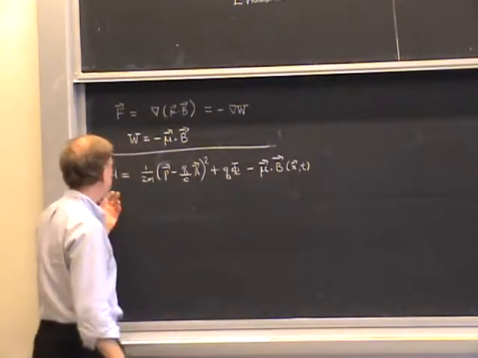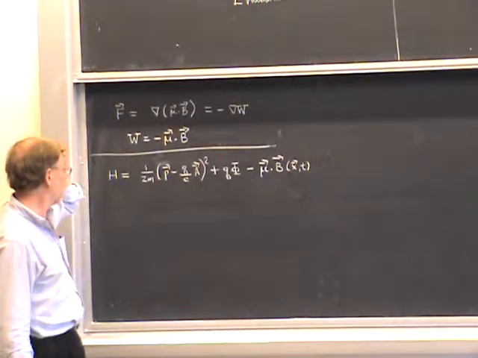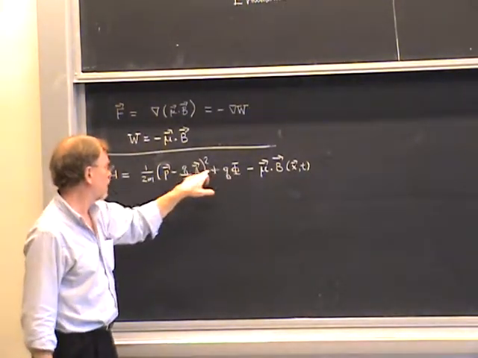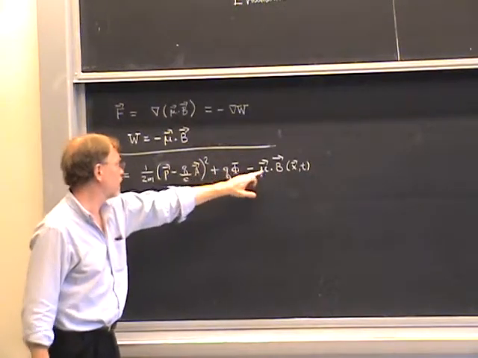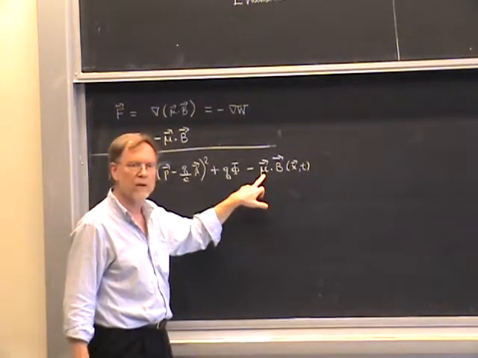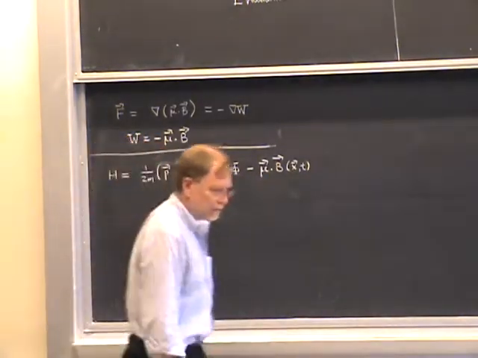So the ultimate Hamiltonian depends on, you might say, the fundamental observables: the position, hidden in the phi's and the A's and also the B's. That's the x variable, the momenta, as well as the spin, which is hidden inside here. All right.